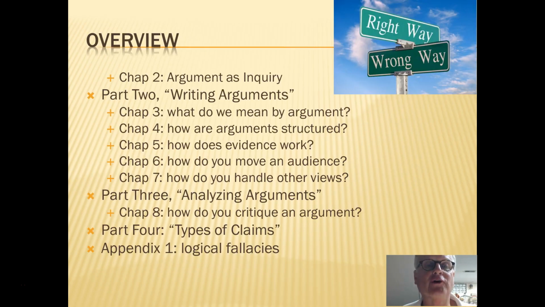Here's a quick overview of what we're going to be talking about today. Most of this is contained in our textbook in part 2, which is a section that our textbook calls Writing Arguments. Chapter 3 discusses what the nature of an argument is. Chapter 4 talks about the structure of arguments. Chapter 5 talks about evidence. Chapter 6 talks about moving an audience, that is, appeal to pathos. Chapter 7 talks about alternative perspectives.